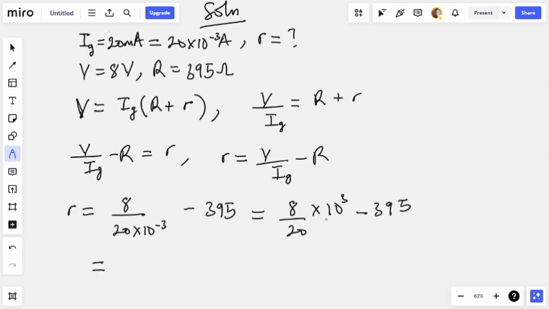The 0 from the bottom will cancel one of the zeros here, so 2 zeros will be left there, and 2 here will cancel 8 here to become 4. 4 times 100, since 10 raised to the power 2 is 100, will give you 400, minus 395. And when you subtract that, you get 5 ohms. So the value of the internal resistance of the galvanometer is 5 ohms. Thank you.